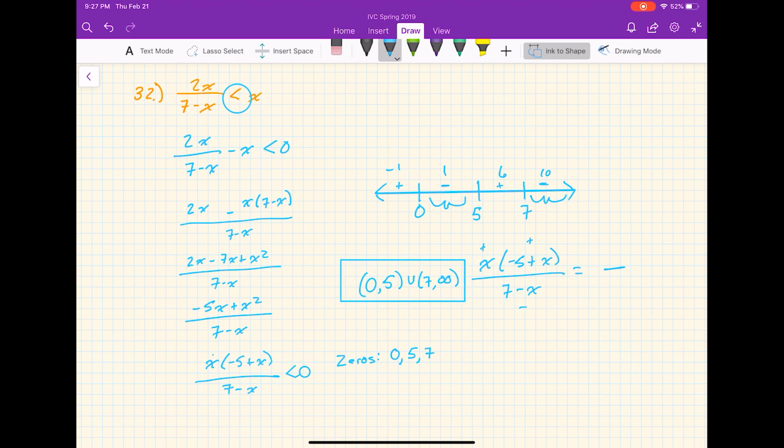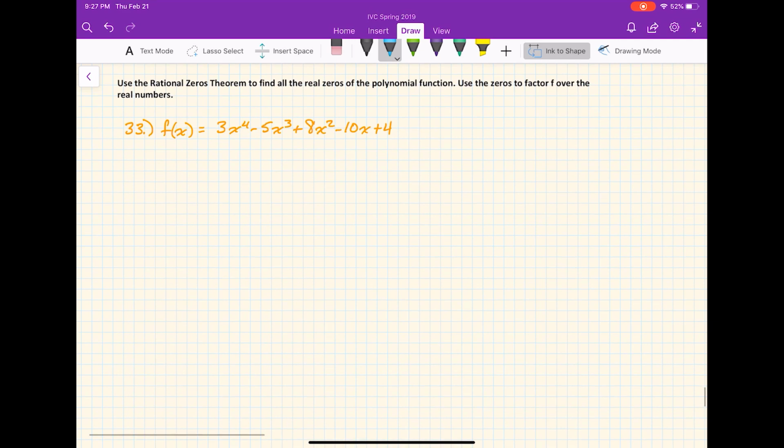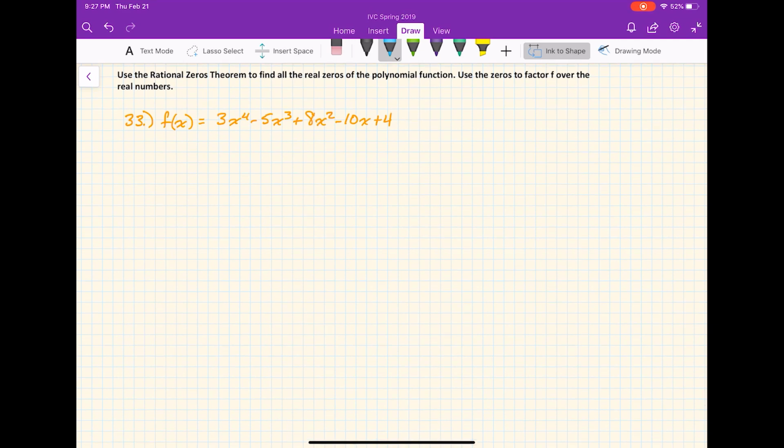So that is our answer for this one. Kind of a long, drawn out process, but not nearly as long and drawn out as what we are about to experience with this one. Use the rational zeros theorem to find all the real zeros for the polynomial functions. Use the zeros to factor f over the real numbers.